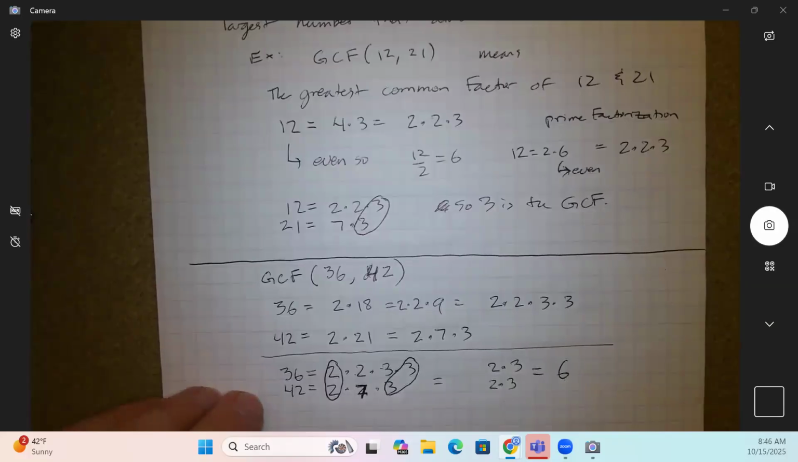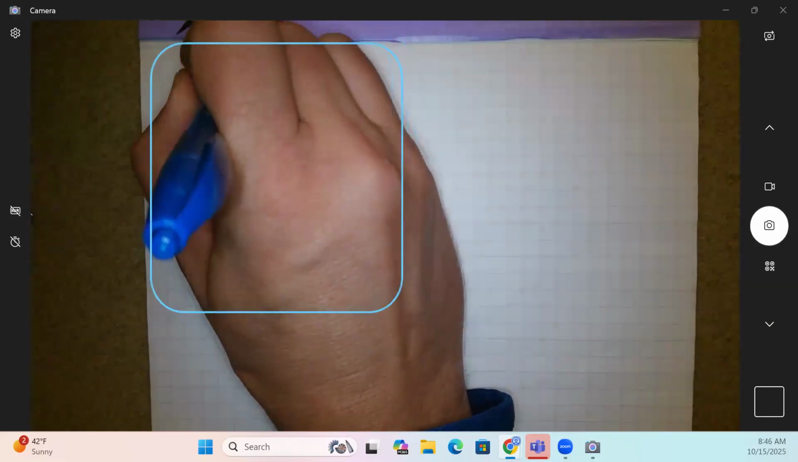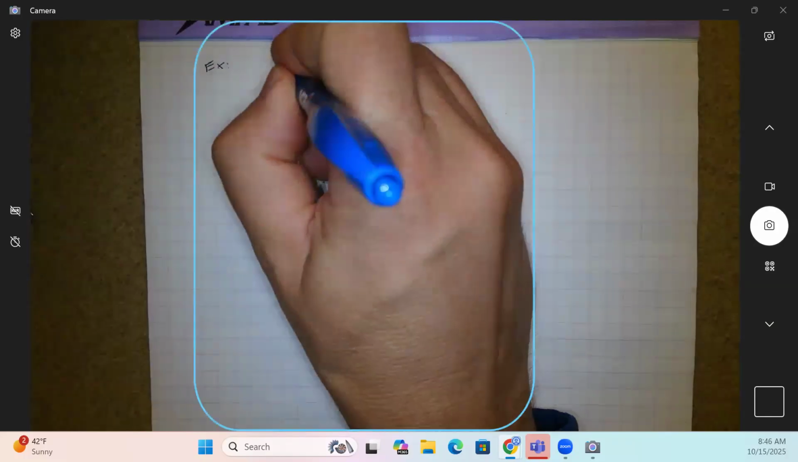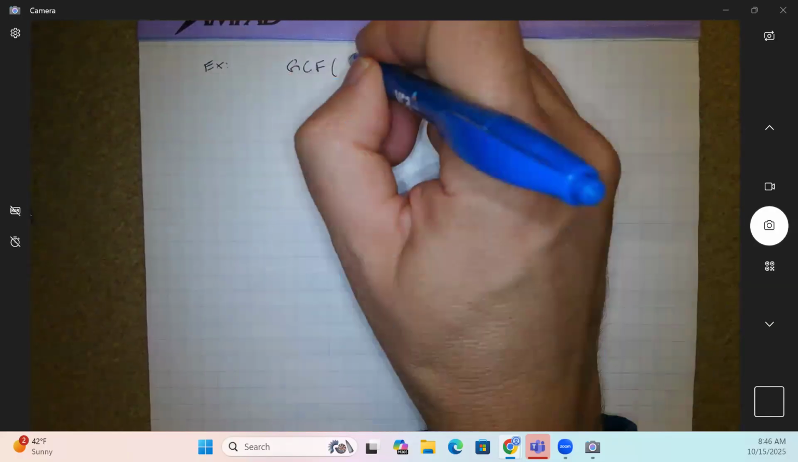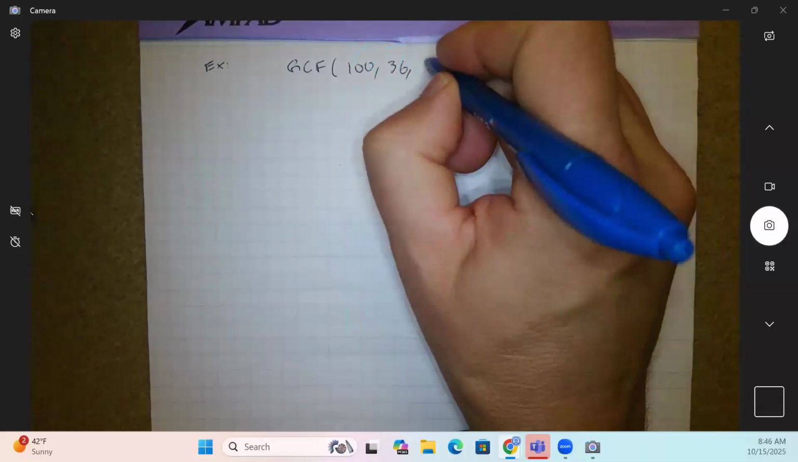All right, next. Example. Let's find the greatest common factor of 3 different numbers. 100, 36 and 56. Sure.